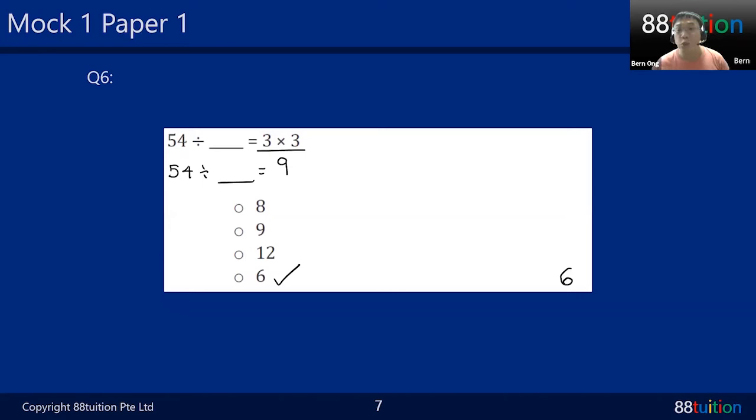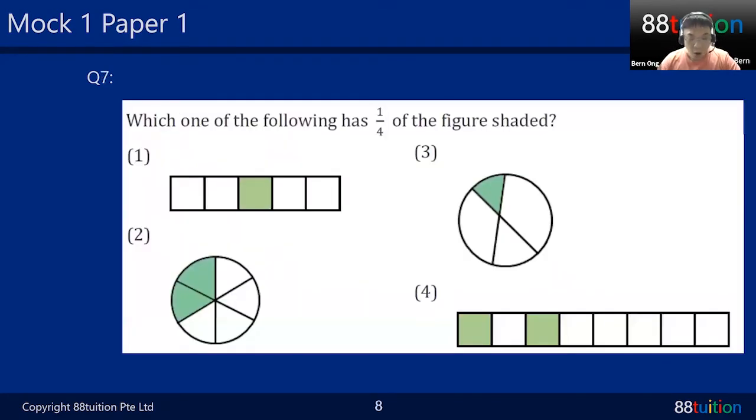Is that okay? So easy question like this, don't worry. And if you can do it, do something about it. Like 3 times 3 is what? 9. Just write 9 down there. Okay? It's okay. Okay, next question.